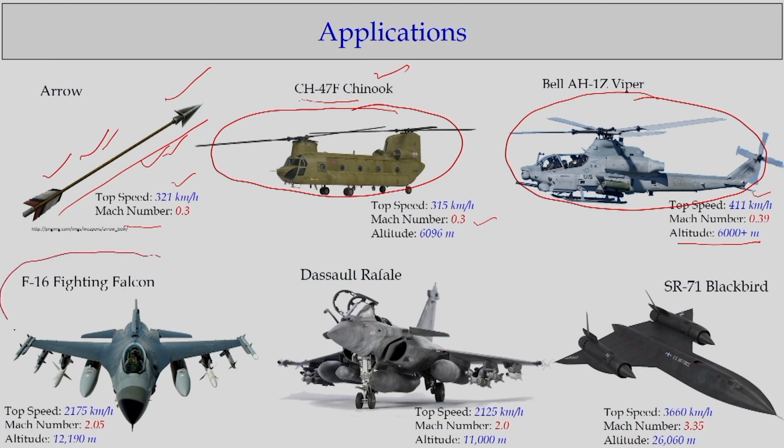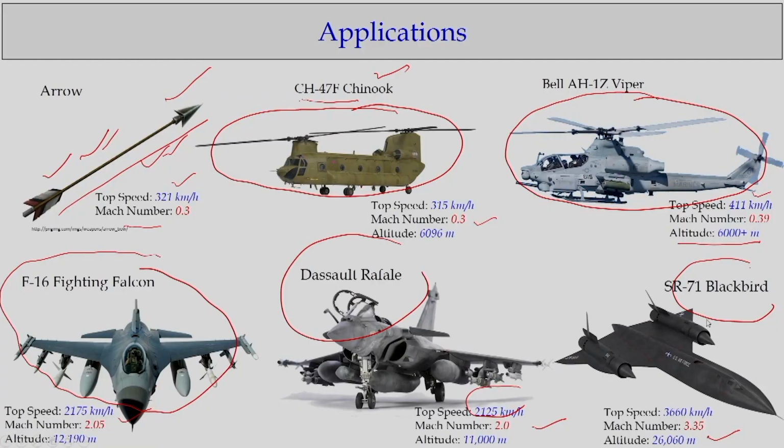In a similar way, if you look at the newer fighter planes, like the F-16s, Rafales, or the Blackbirds, their speeds are 2000 kilometers per hour and their Mach numbers are more than 2. The Blackbird has a top speed of up to 3,660 kilometers per hour, and its altitude can go up to 26,000. How was this technology developed so fast, up to the Blackbird level? Because of the knowledge of fluid mechanics, not only analytical fluid mechanics, but also numerical methods, computational fluid dynamics, as well as full scale wind tunnel facilities. Most of these advanced fighter planes are tested in full scale wind tunnel facilities.